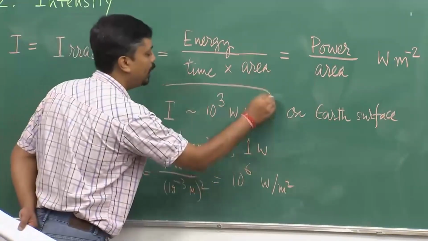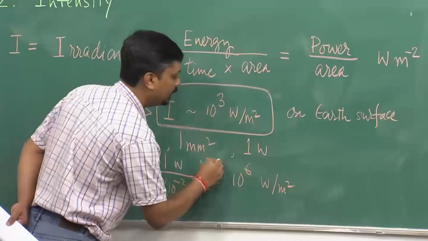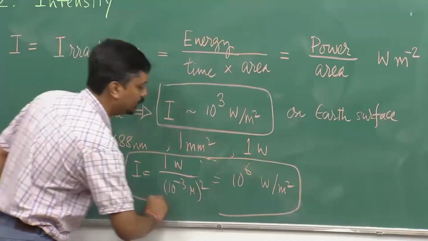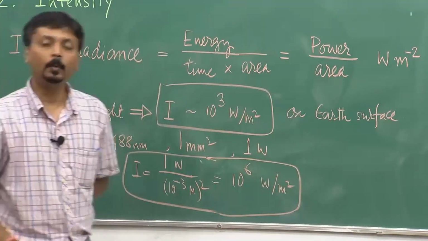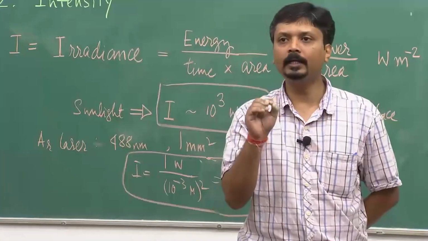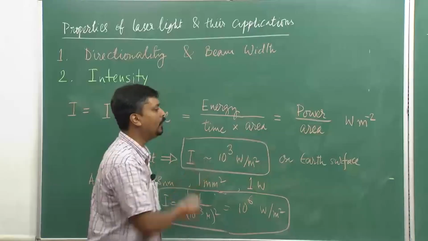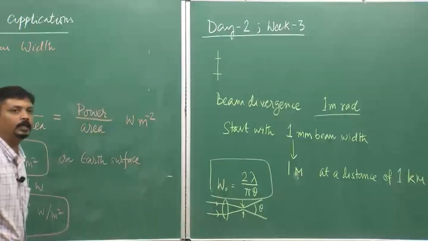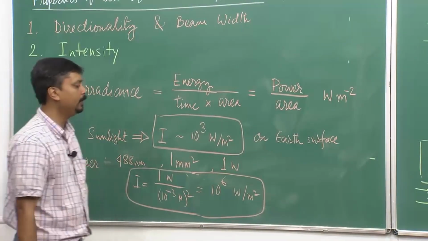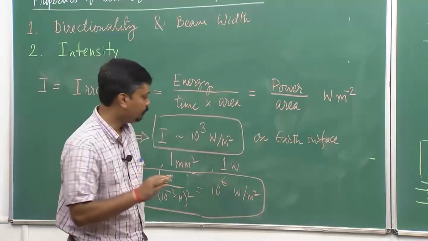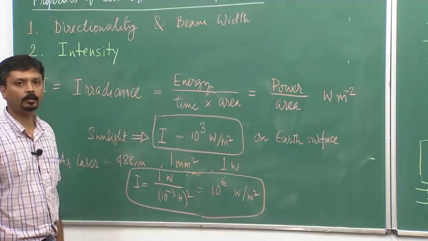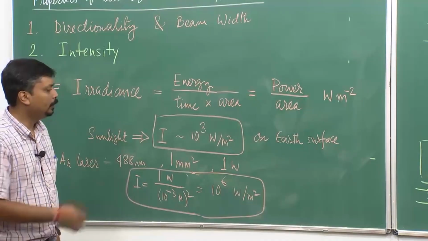Immediately you can compare these two values, okay, for sunlight and for this argon laser. Now, what will happen if you focus this beam? If you focus the beam, you can go to really small diameter. You can calculate that from this. If you find out that beam waist, you can increase this irradiance by another 10 power 6 times. So you can easily calculate that one.